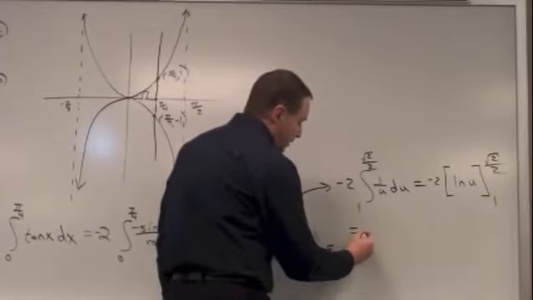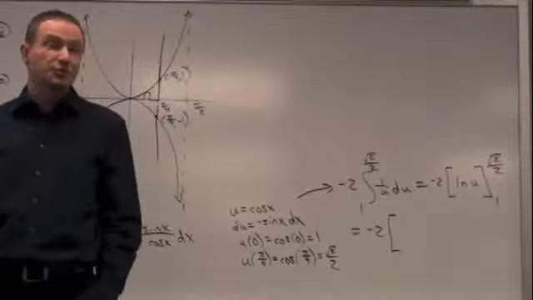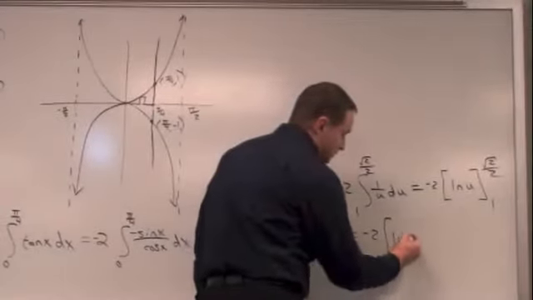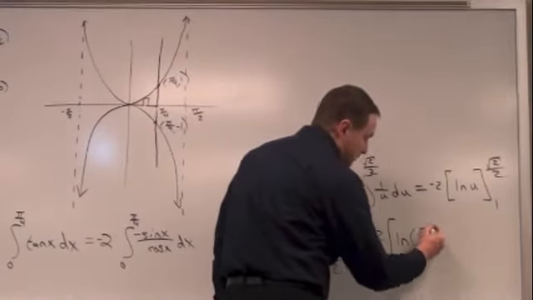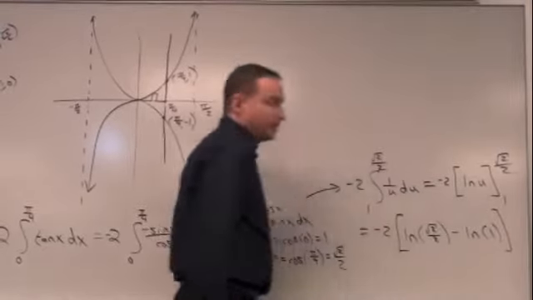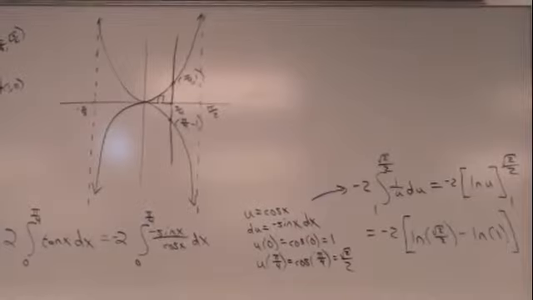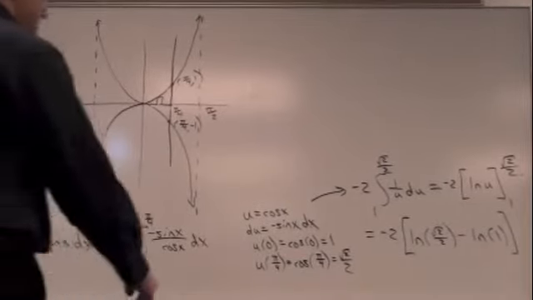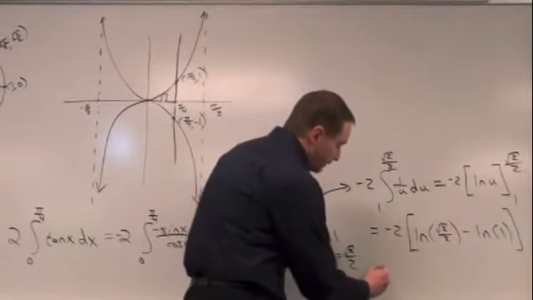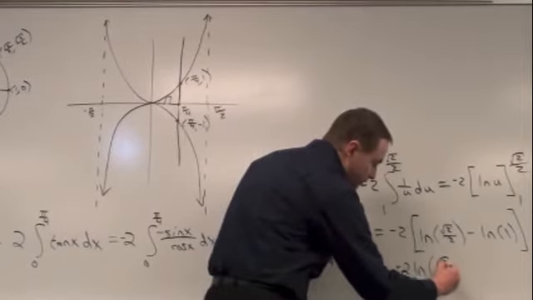So I'll say, okay, this is negative 2 times the group: natural log of the square root of 2 over 2, minus the natural log of 1. But hopefully you remember that the natural log of 1 is 0, because e to the 0 power is 1. So that last term doesn't contribute anything. My answer is just negative 2 natural log of the root of 2 over 2.